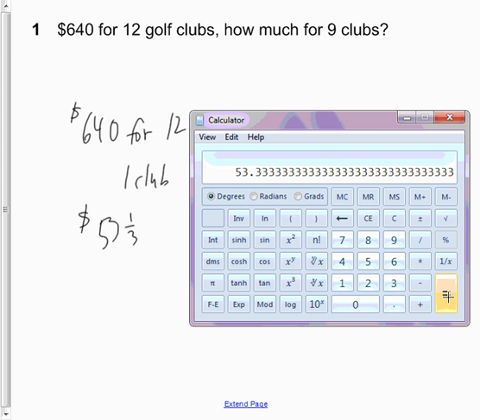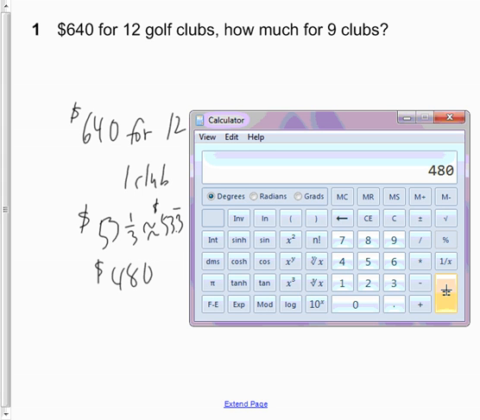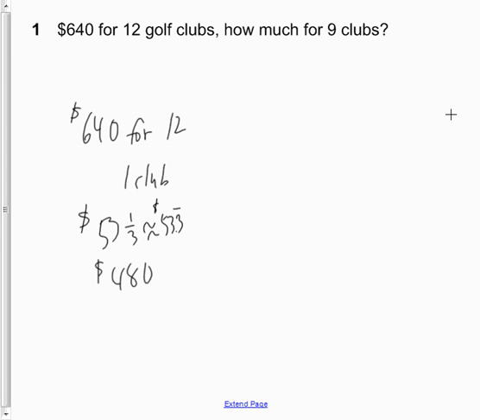So 53 and a third dollars, or roughly 53.33 repeating dollars per club. And if that's for one club, then if I multiply that by 9, I would get $480 for 9 clubs. Okay, that's if you use unit rate: finding out the price of 1 and then multiplying it by however many you bought.